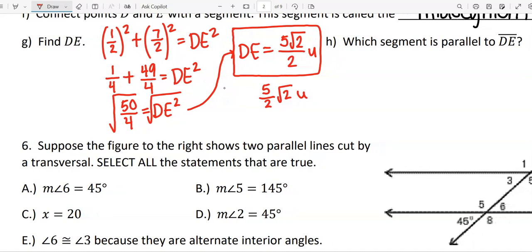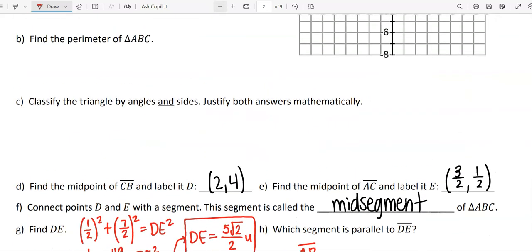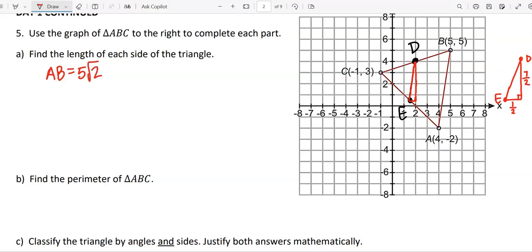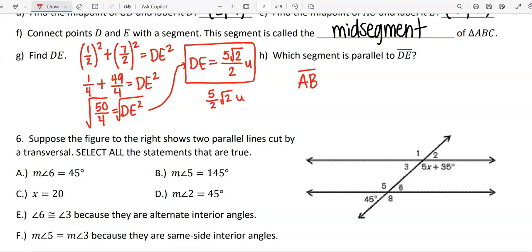And then which segment is parallel to DE? AB. That's a property of midsegments. They are parallel to one of the sides of your triangle, whichever side it does not meet, it's parallel to. Notice, what's the relationship between DE? What'd you get for AB up here? What was AB? 5 square root of 2. What did I do to AB to get DE? If AB was 5 square root of 2, how did I get DE? What did I do to 5 square root of 2? Divided by 2. That's another property of your midsegment.